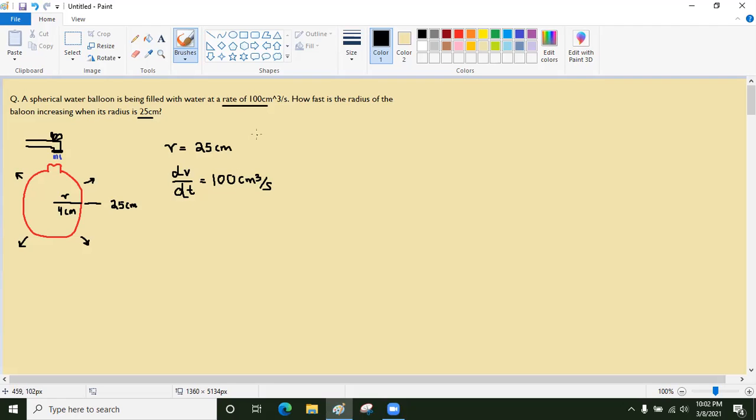And you want to find how fast the radius of the balloon is increasing. So in essence, you're also asking for another rate of change. You're asking for the rate of change of the radius with respect to time, which is dr over dt, and dr over dt is essentially what we're looking for. We're asked for this at a particular moment in time when the radius is 25 centimeters.